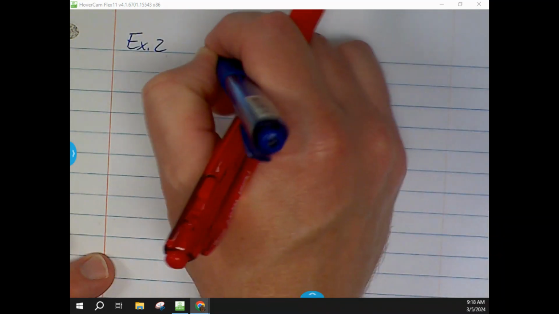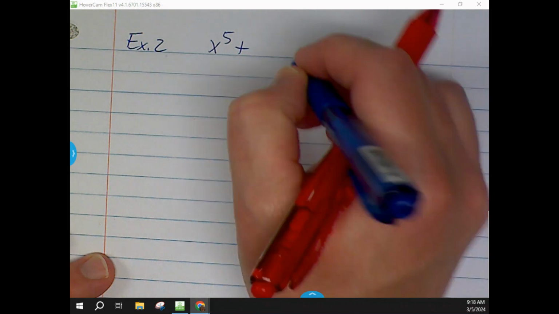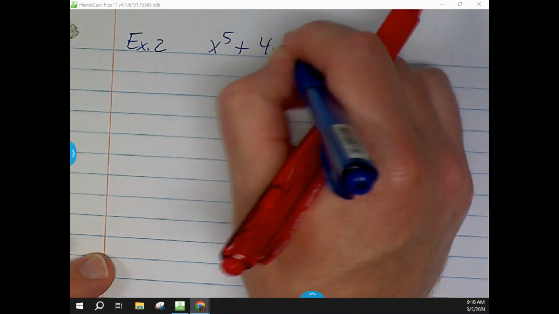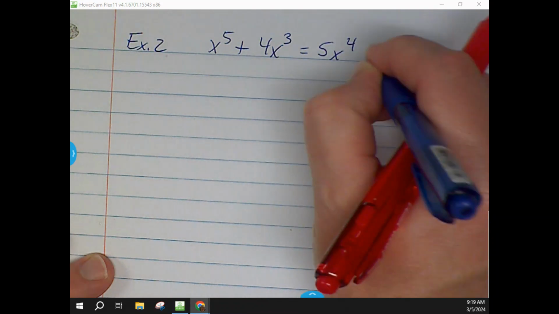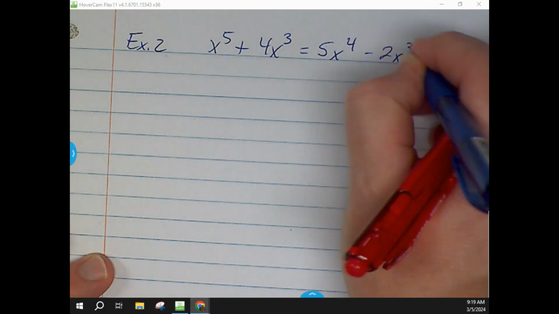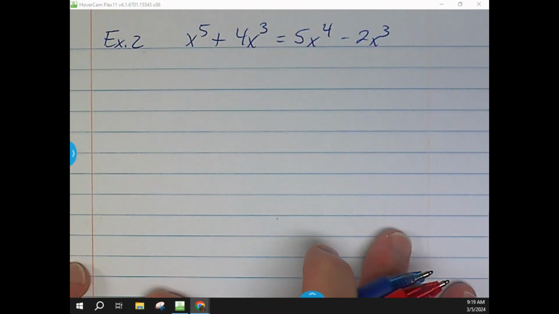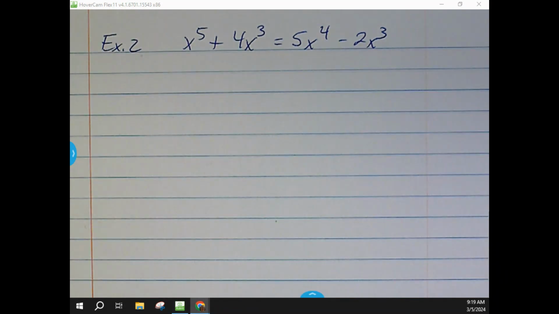All right, so the last one here. Okay, so let's go x to the fifth plus 4x to the third equals 5x to the fourth minus 2x to the third.